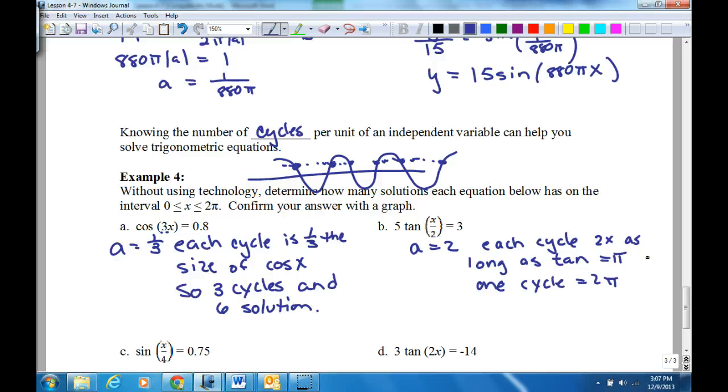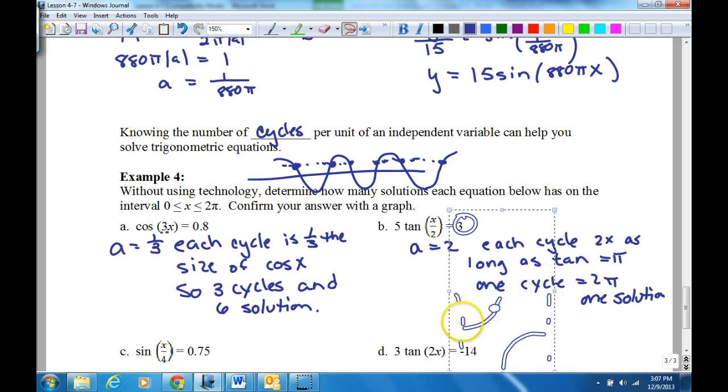So how many solutions are you going to have in this case? How many times does it hit 3? Once. Because if you think about pi, you're going to have one going like this and then the other one coming up like this in a 2 pi cycle, and it only hits positive 3 one time. So one solution. Make sense? Kinda? I hope.